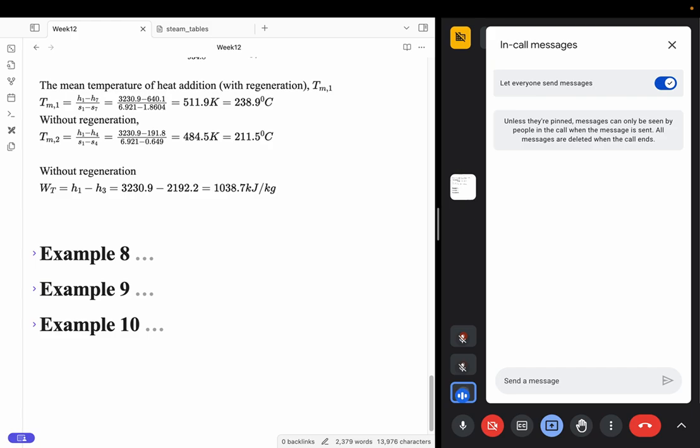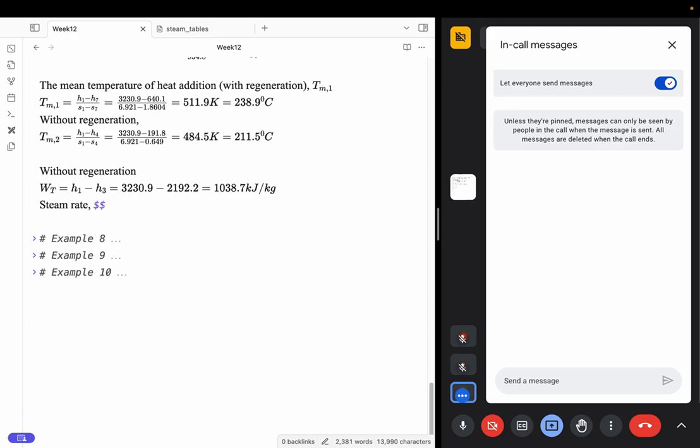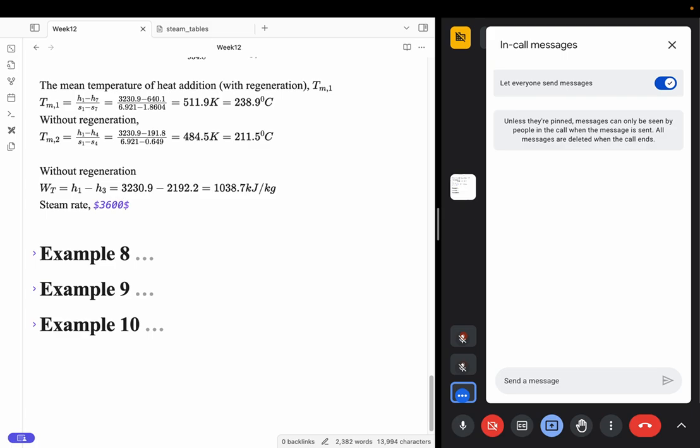Once I have the work done, I can calculate the steam rate. Steam rate, as we have defined before, is the amount of steam that you have to send so that you will have 1 kilowatt hour of work done. So if you convert it, kilowatt hour is 3600 seconds divided by the amount of work you are doing. That comes out to around 3.46 kilogram per kilowatt hour.